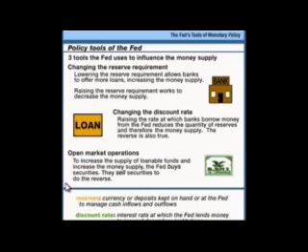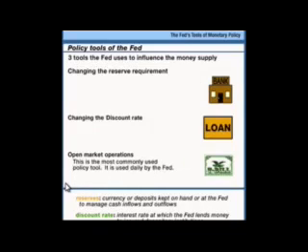Now, open market operations are by far the most commonly used Federal Reserve policy tool. The Fed does open market operations every business day, increasing or decreasing the amount of bank reserves in pursuit of its policy goals. The reserve requirement is the least frequently used tool because it's the most powerful.